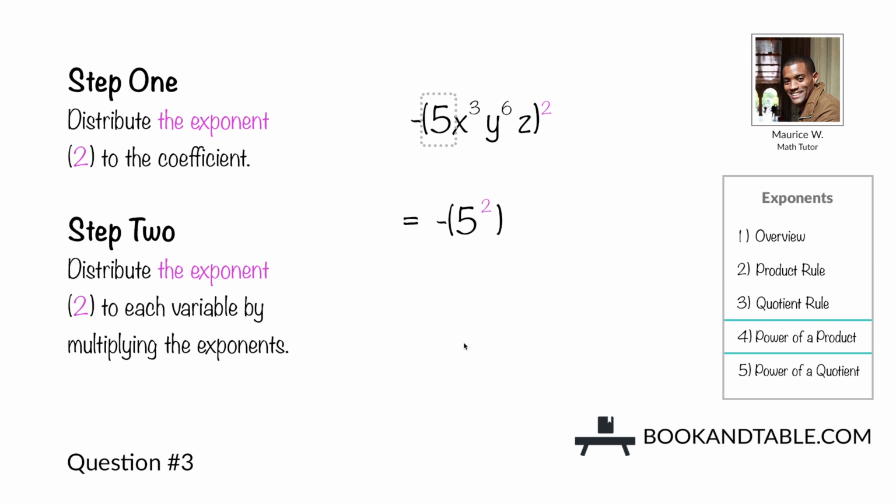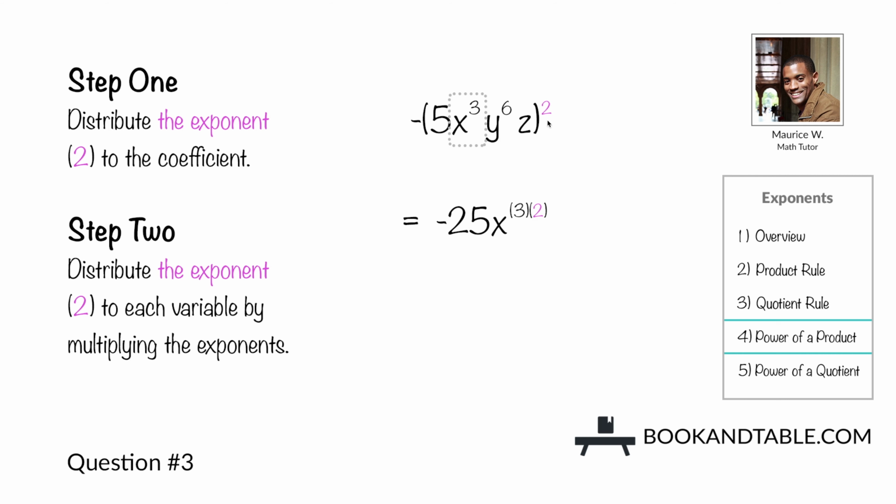And question number 3, since this negative sign is on the outside of the parentheses, we are going to distribute this 2 to the terms inside the parentheses and leave this negative sign on the outside. So step 1, distribute the exponent 2 to the coefficient 5. 5 squared is 25. We still have our negative. So instead of having negative 5 squared and getting positive 25, we wind up with negative times that. So I can remove the parentheses now since we're going to get negative 1 times this whole term.